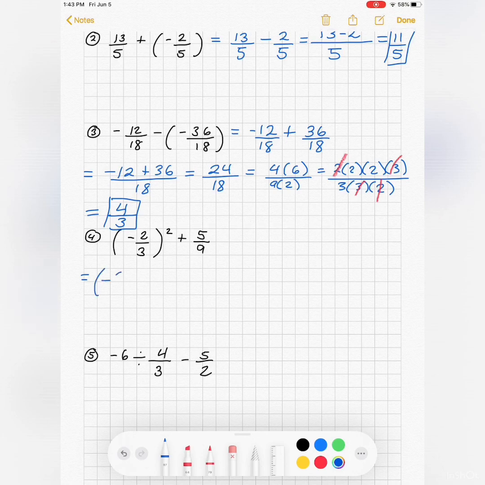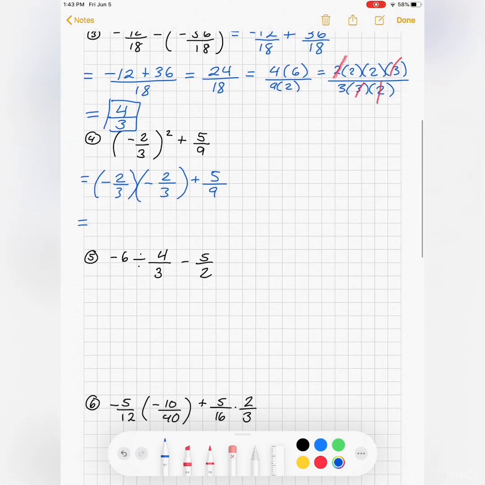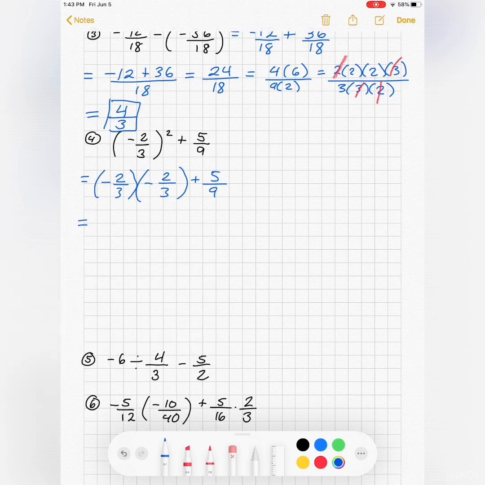How do I square a fraction? Remember, to square it means I take it and I multiply it by itself. So following the order of operations, I need to do that multiplication before I try doing the addition. So -2 times -2 is +4. 3 times 3 is 9. Now I have like terms. 4/9 plus another 5/9 is 9/9, right? Which is 1.